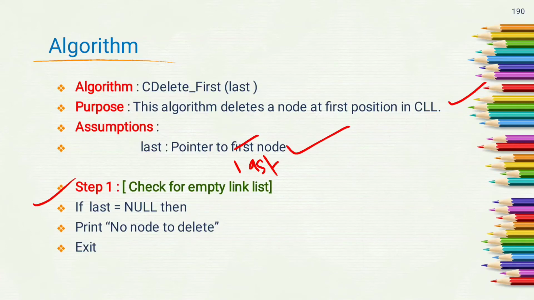Step 1, check for empty linked list. If there is no node available in linked list, then we have to print no node to delete, and we know that if the value of last is equal to null, that means there is no node available in circular linked list, so we have to print no node to delete and exit from this algorithm.